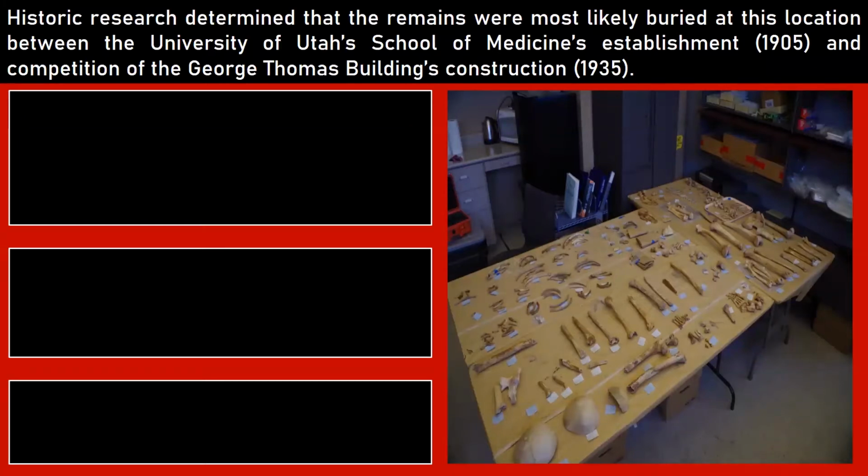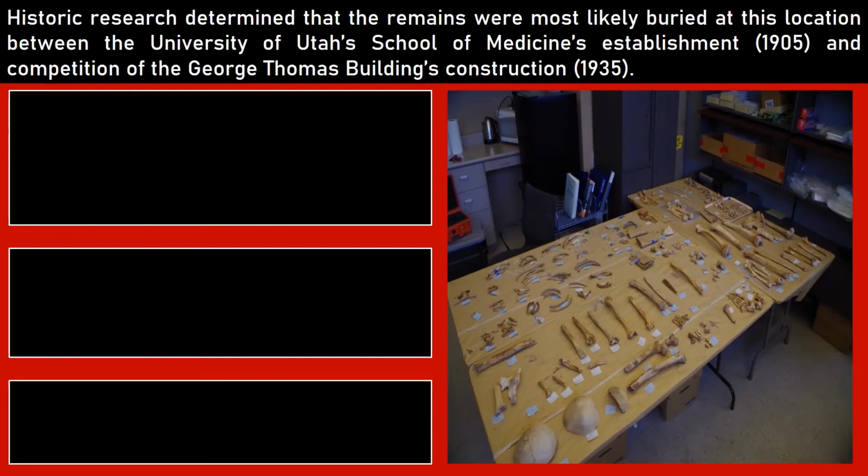Historic research combined with the archaeological artifacts discovered with the remains led to the determination that the remains were most likely buried at the location somewhere between the University of Utah School of Medicine's founding in 1905 and either initiation of construction in 1933 or completion of construction in 1935 of the George Thomas building. So the remains date very early on to the medical school's history.